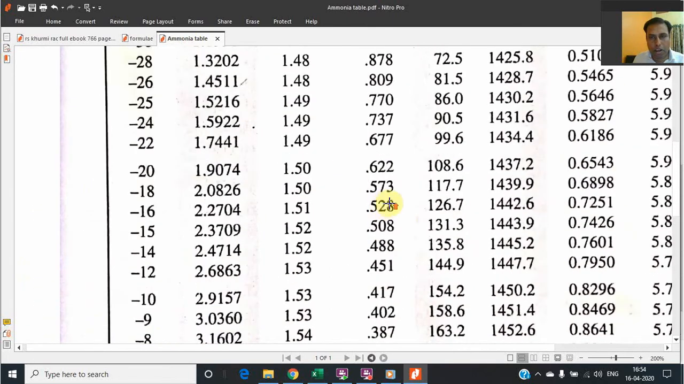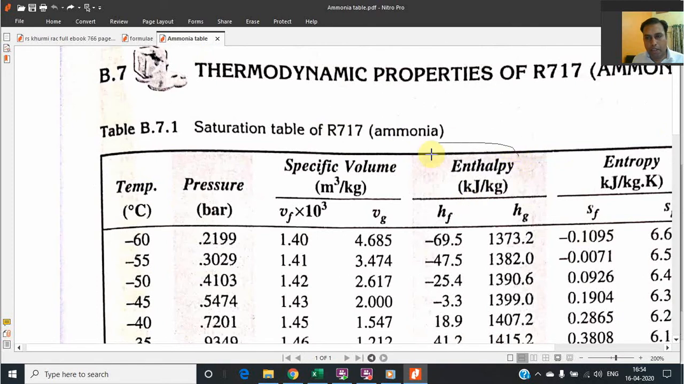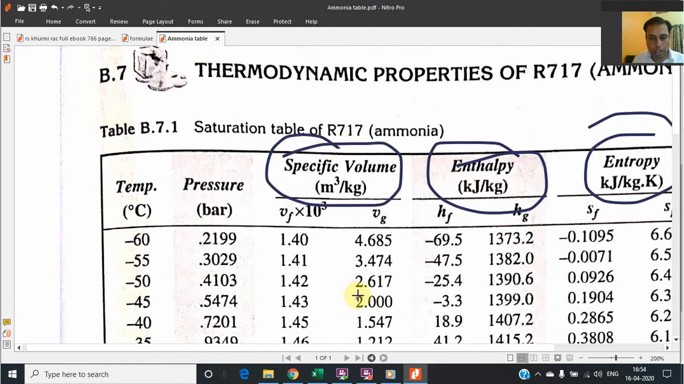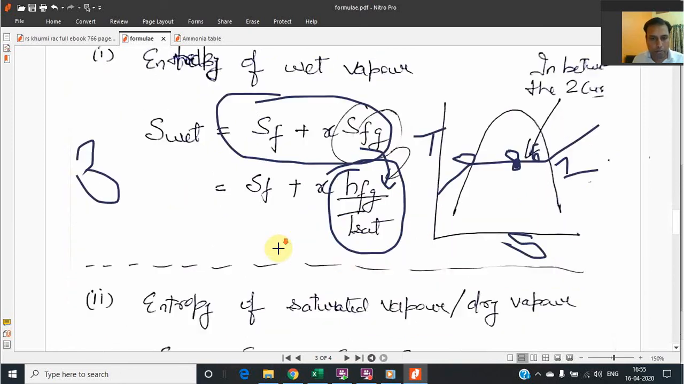And if by chance they have not given the entropy, because entropy is readily available in the table, out of the data you will get the enthalpy, entropy, and volume also. So there is no need for any trouble. But in RS Khurmi, they have not given the entropy, so they have obtained the entropy from enthalpy. They have divided by the boiling point in the enthalpy and obtained the entropy.